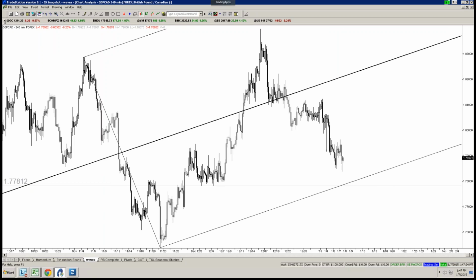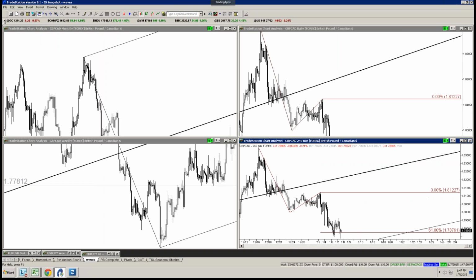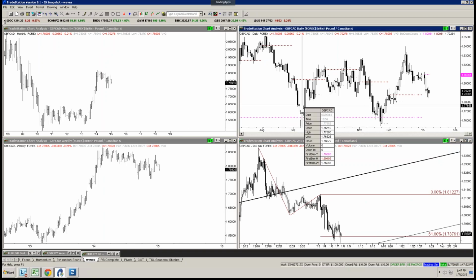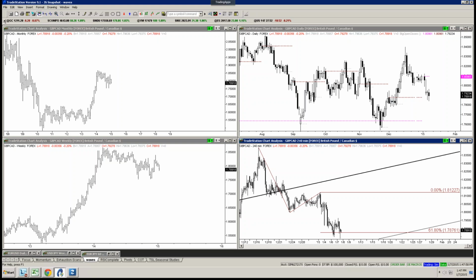$177.80. And then you were wondering about a triangle. I'm not exactly sure if you're talking about a triangle potentially forming since September, possibly. Is that what you're saying? That could be a possibility.